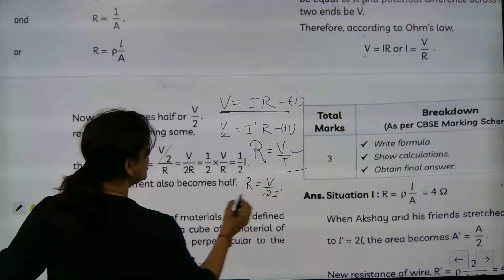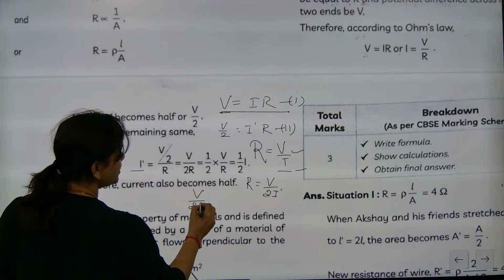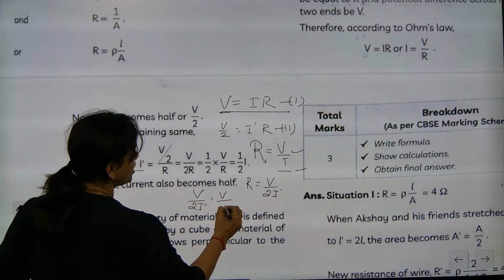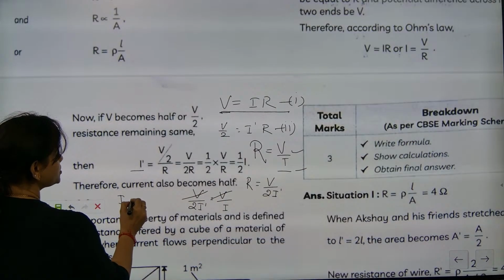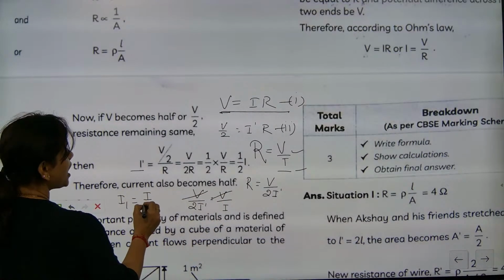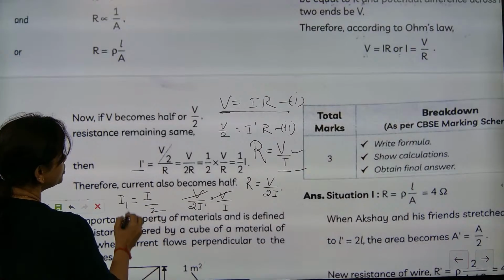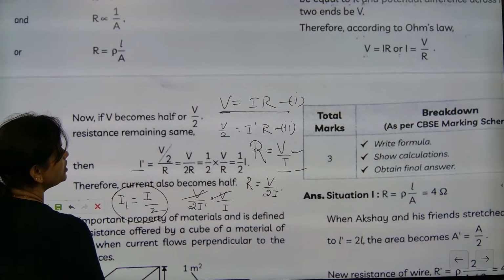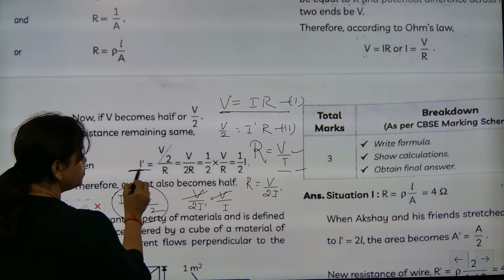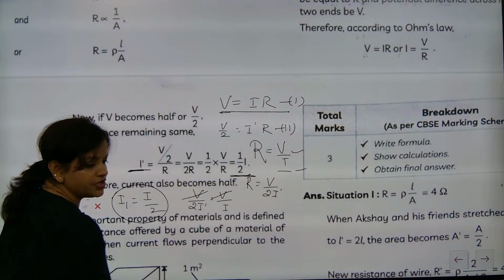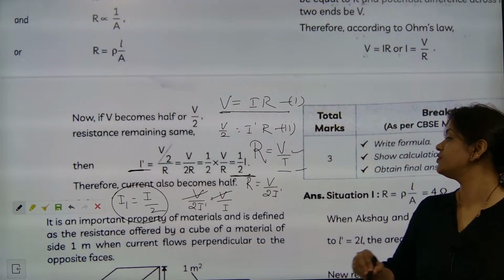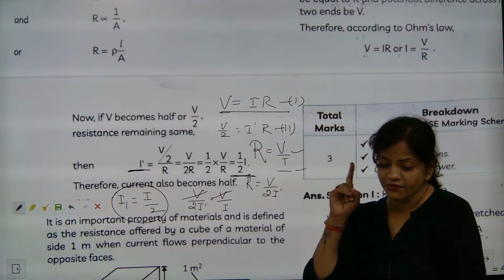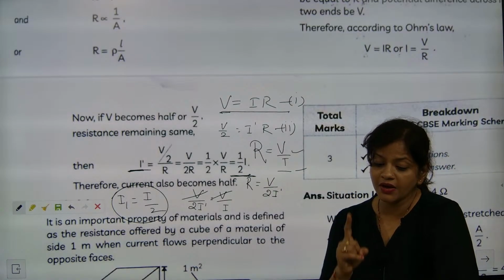From these two parts, V by 2I dash is equal to V by I. So this and this will get cancelled. So I dash will be equal to I by 2. So the new current will be half of the original current. You see, the new current will be half of the original current. So current becomes half. That is the conclusion, and very safely you people have to solve it.